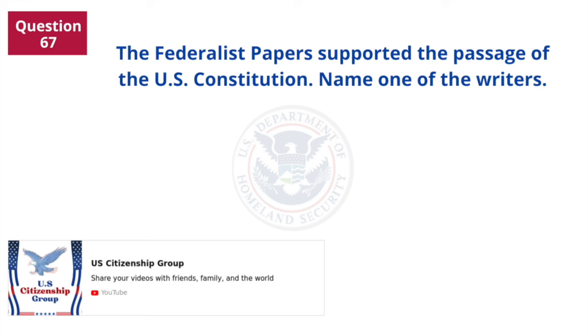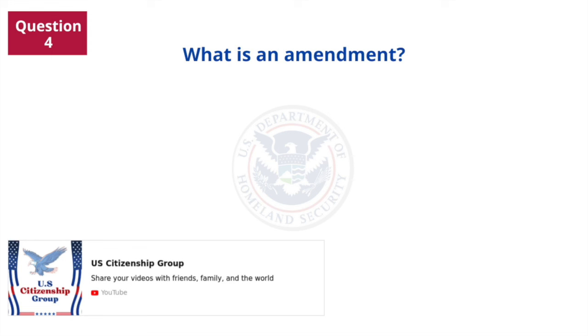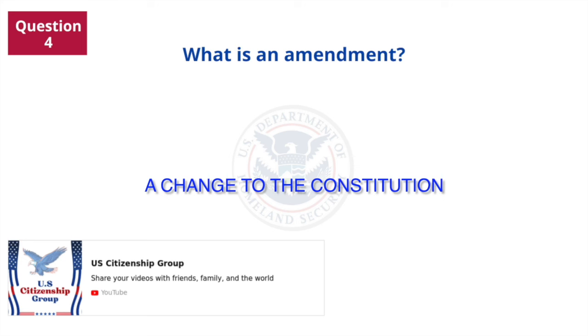The Federalist Papers supported the passage of the U.S. Constitution. Name one of the writers. James Madison. How old do citizens have to be to vote for president? 18 and older. What is an amendment? A change to the Constitution.